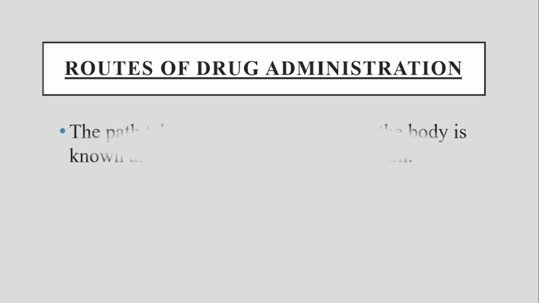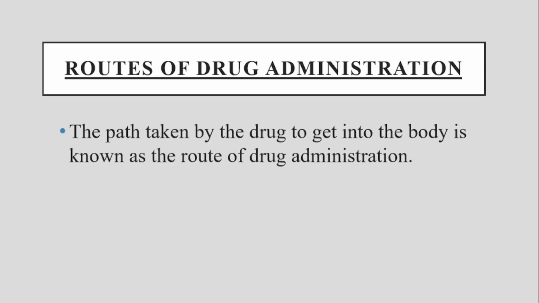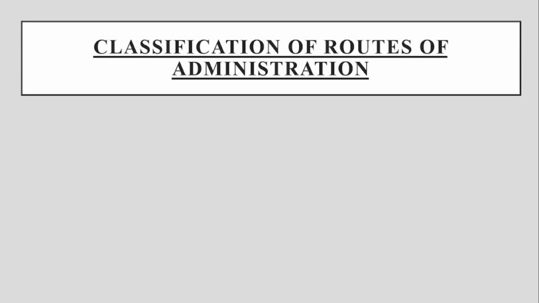So what is route of administration? The path taken by the drug to get into the body is known as the route of drug administration. Route of administration influences drug absorption, distribution, metabolism, excretion, which directly impact the therapeutic outcomes. Routes of administration are divided into two types: enteral route of administration and parenteral route of administration.